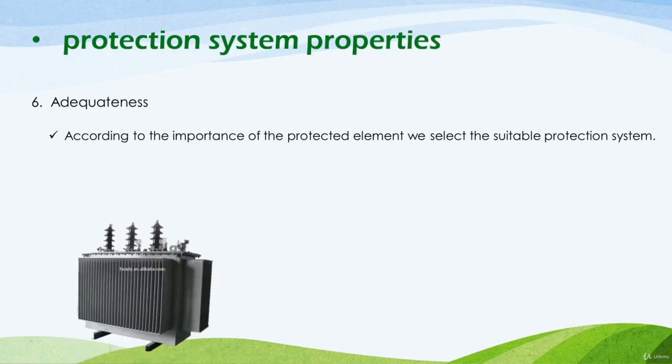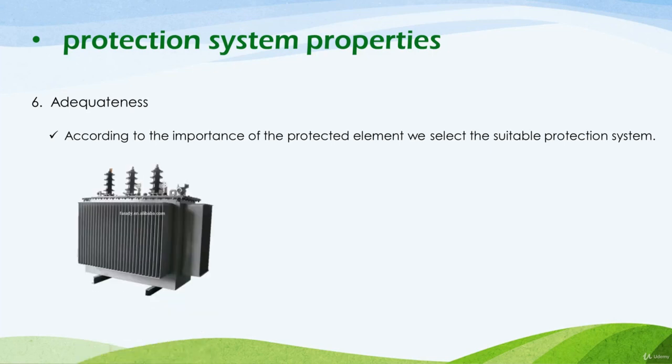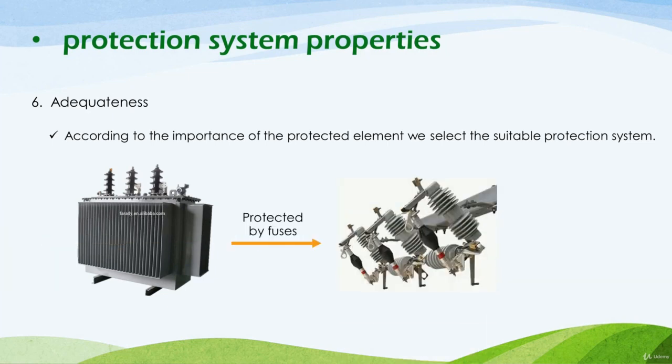For example, for the distribution transformers, as we said, they are the elements that we need to protect, as the distribution transformers are not a very important element in the power network, so we will use a very simple protection device, which is the fuse. Here we use an ordinary and simple protection device, which is the fuse, as the protected element itself is not a very important one. Alright.